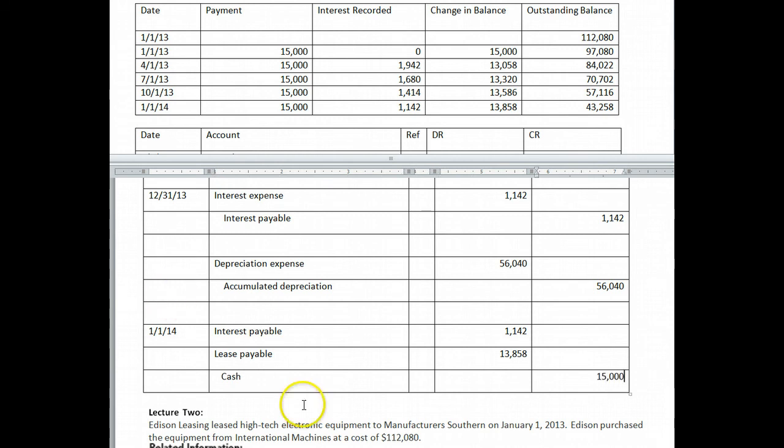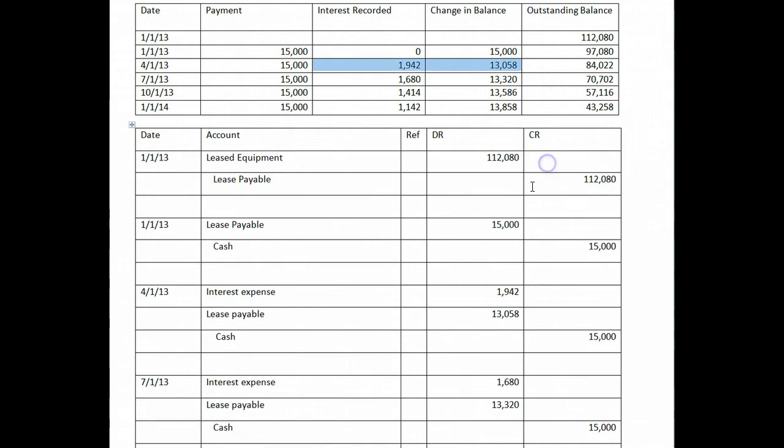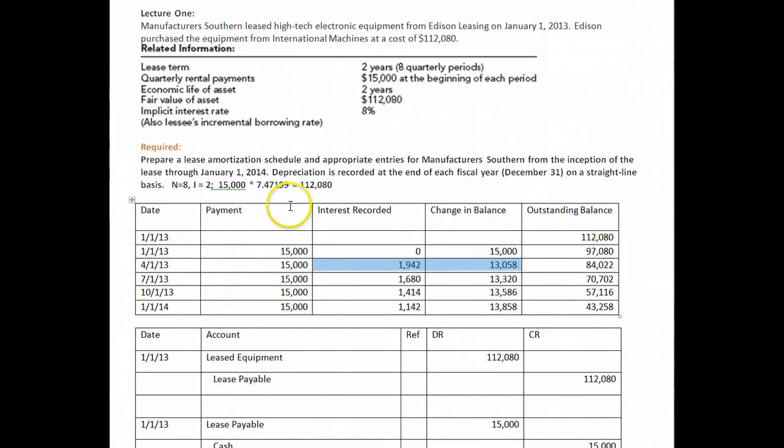So this is a very simple capital lease. We talked a little bit about how we calculate the PV, and this is just from the lessee side. Now when we get into lecture 2, we're going to do this exact same problem, but we're going to look at it from Edison's side, which is the lessor. Okay? I hope this has helped clarify any questions on this type of problem.